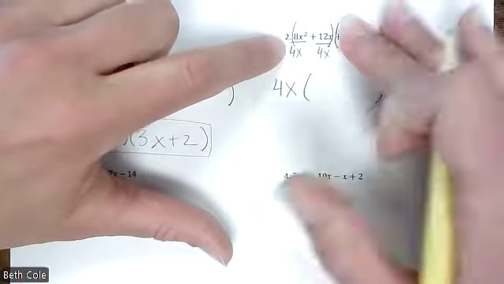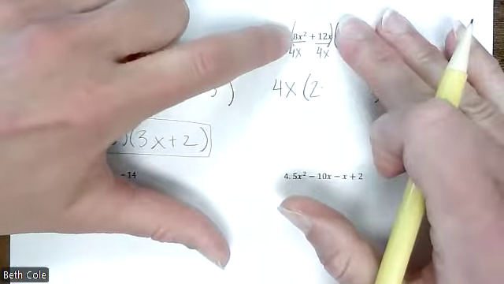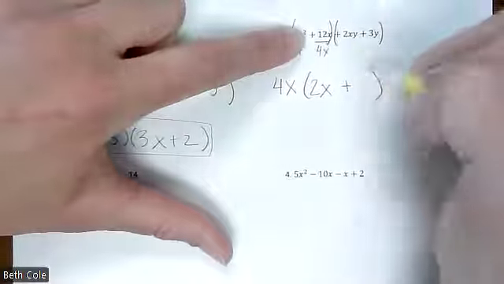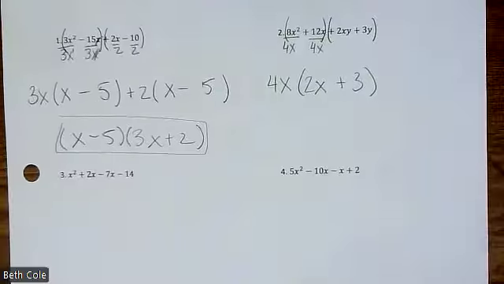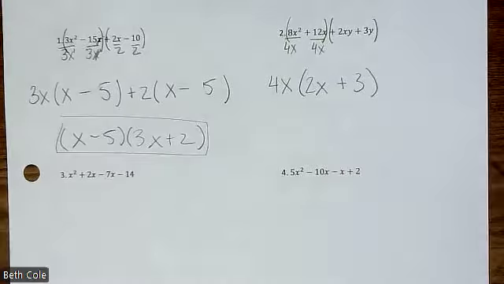8 divided by 4 is 2. And then what else is still there? Just x. Good. Plus 3. What's going to show up in the second half? 2x plus 3. It's going to, or you've done goofed.